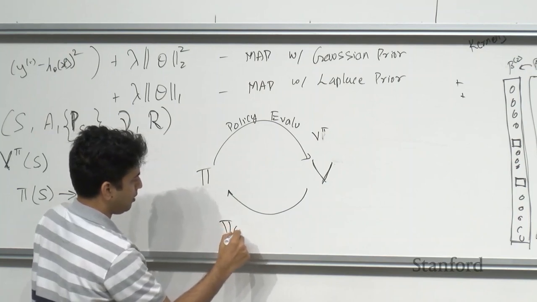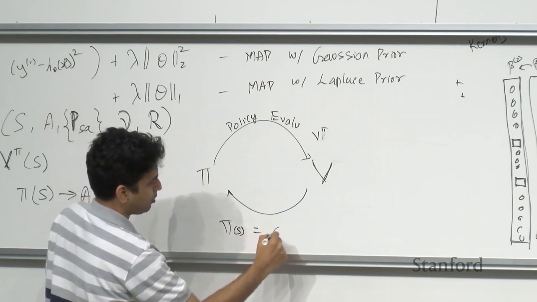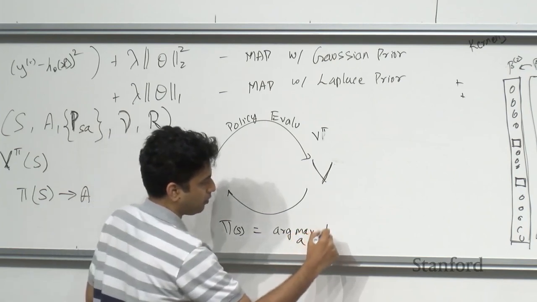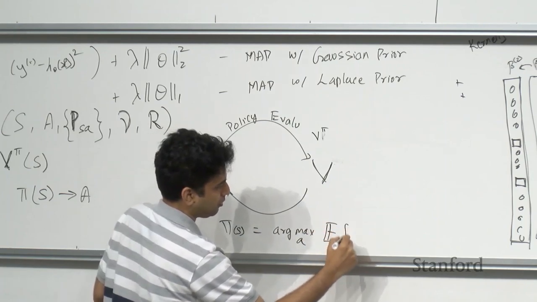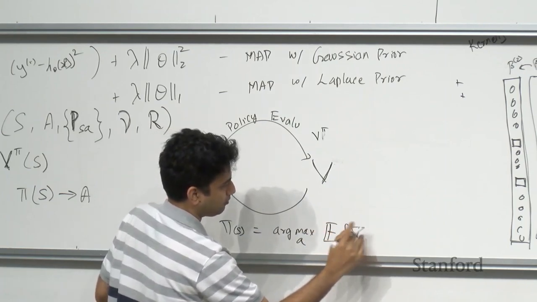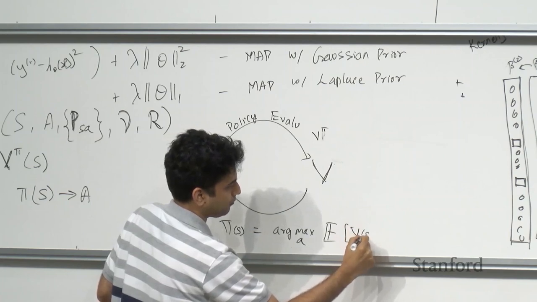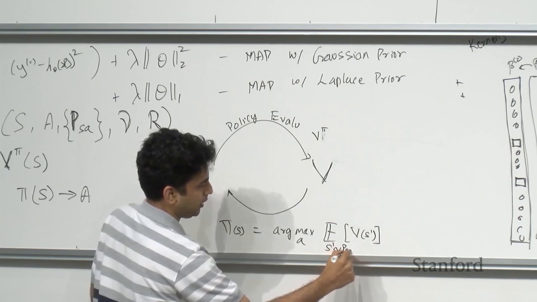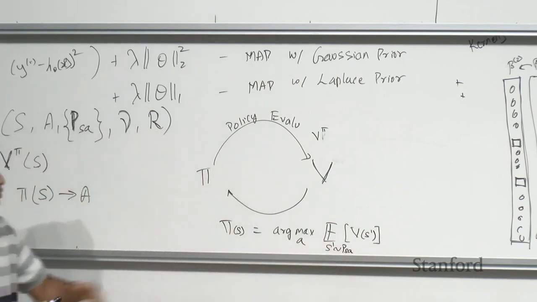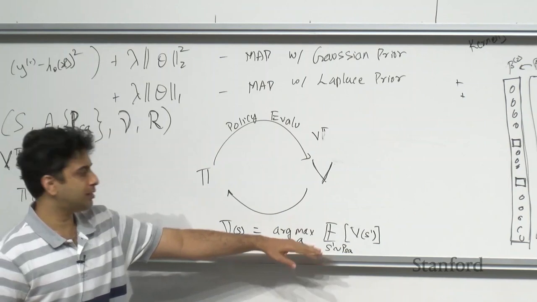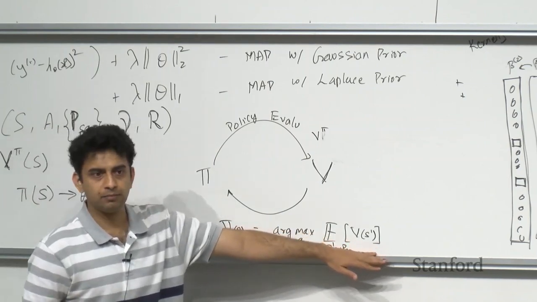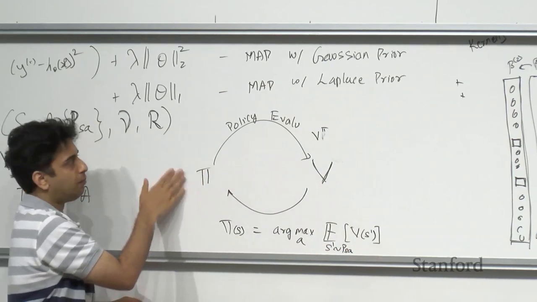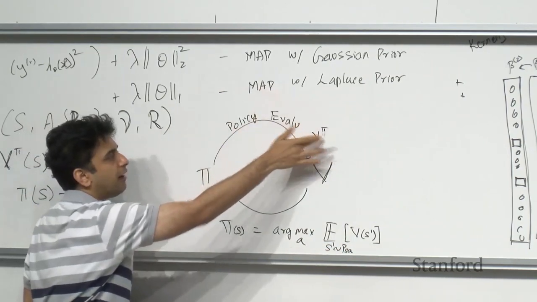So pi of S is equal to argmax over A of the expectation of V of S prime, where S prime comes from P_SA. Right? Choose an action that is going to maximize the expected value of the next state. So value implicitly defines a policy, and a policy defines a value.